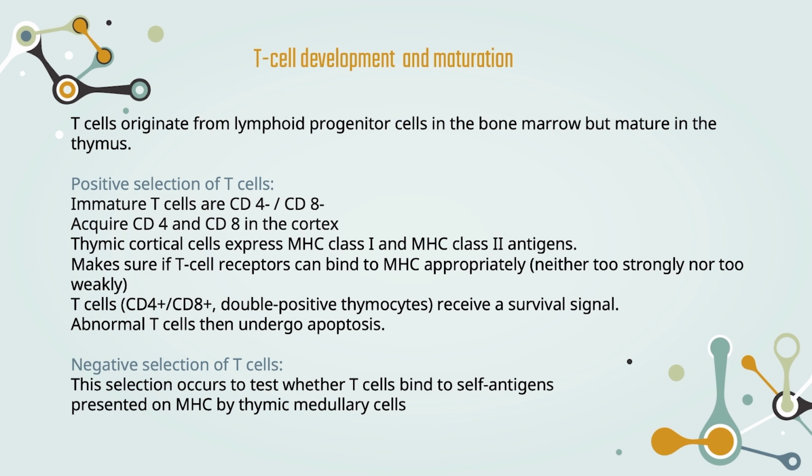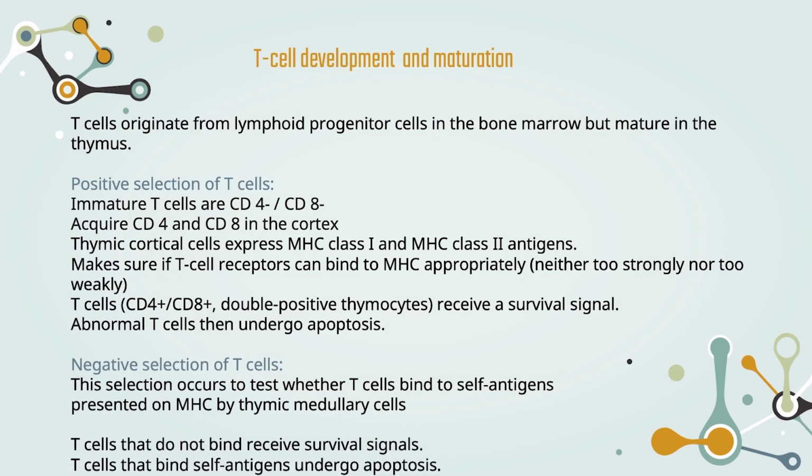So, if there is binding of T cells with self-antigens in the medulla, these cells are again destroyed. All right. T cells that do not bind receive a survival signal, but T cells that bind to self antigens undergo apoptosis. I know this is complex. That's why I want to explain everything once again by describing it in a figure.